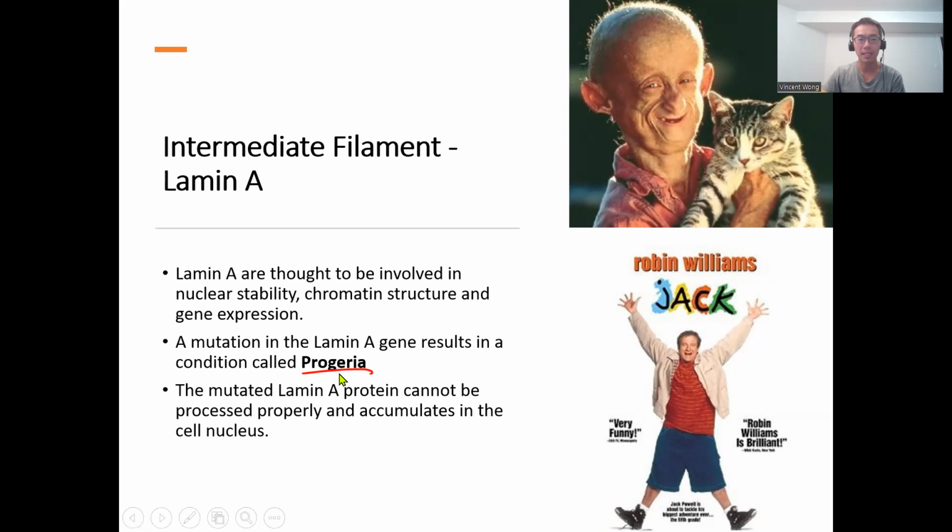So progeria is basically accelerated aging. The person is still young biologically, but exhibits all the features of an old person, right? And that's because their nuclear envelope is destabilized, and it affects the stability of chromosome structure and gene expression. There's no cure for this condition. There's actually a movie that was made about this condition. I'm sure it's on YouTube somewhere if you're interested.